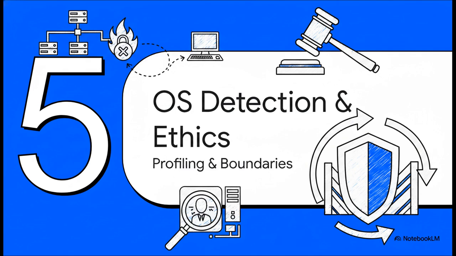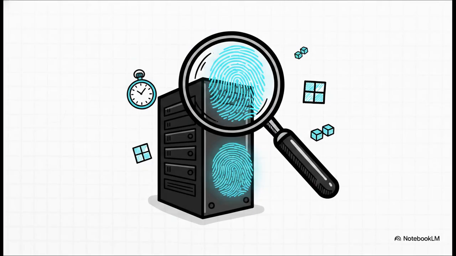All right, we've mapped the network and bypassed the firewalls. Let's move to our final step, Section 5, OS detection and ethics. It's time to fully profile the target's identity and set some very strict legal boundaries for using these skills. By using the -O flag, Nmap basically transforms into a brilliant forensic detective. It guesses the target's operating system by analyzing subtle network quirks.